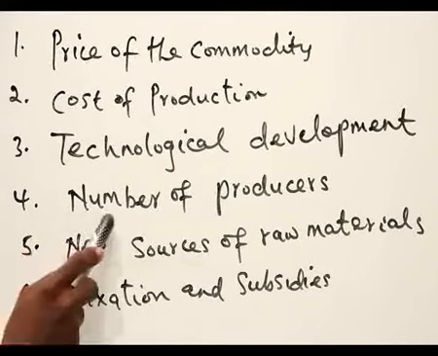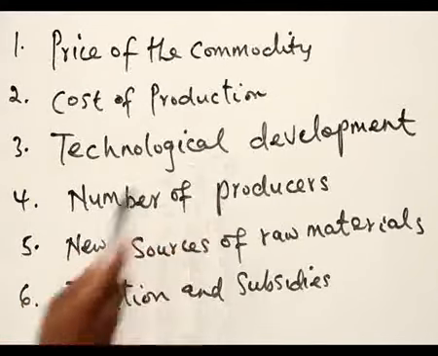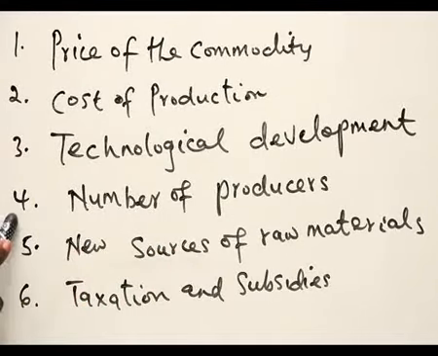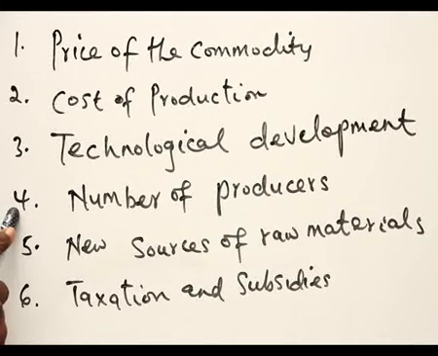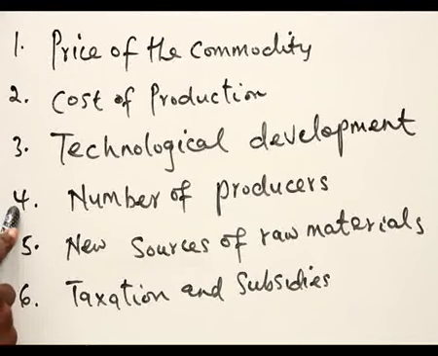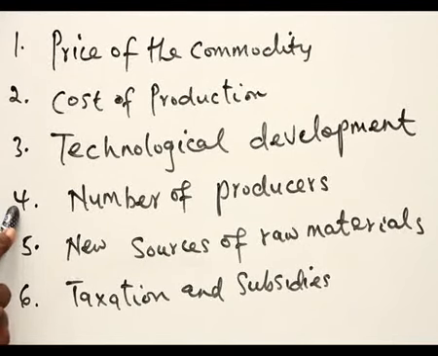Number four, number of producers. The more the number of producers of a particular commodity in an economy, the more the increase in the output, which will have a positive effect on supply. So supply will increase whenever there is an increase in the number of producers. But where there is a decrease in the number of producers, supply will decrease.